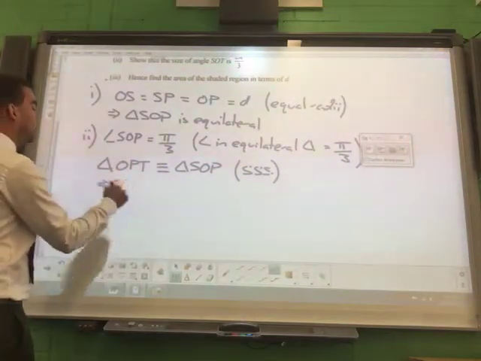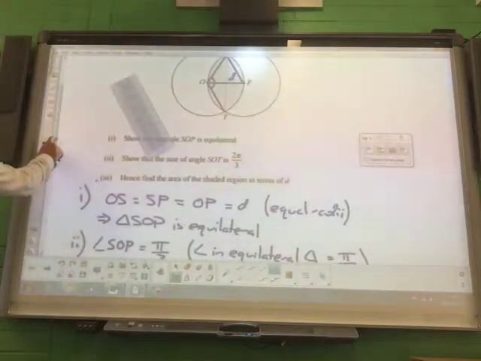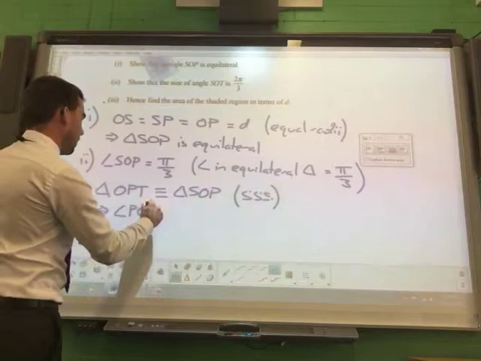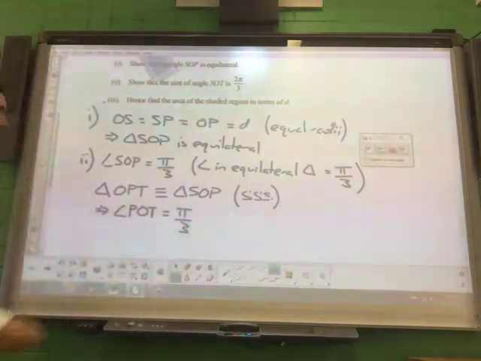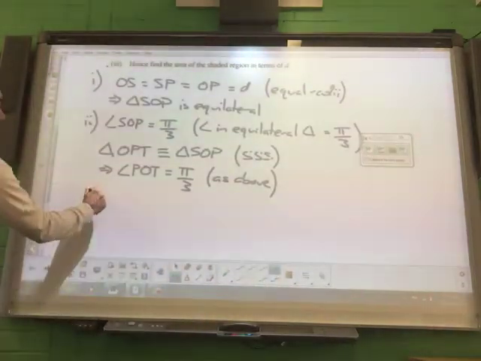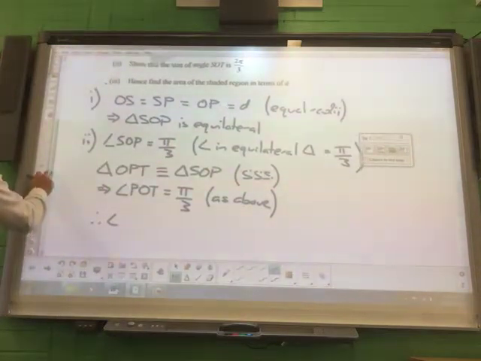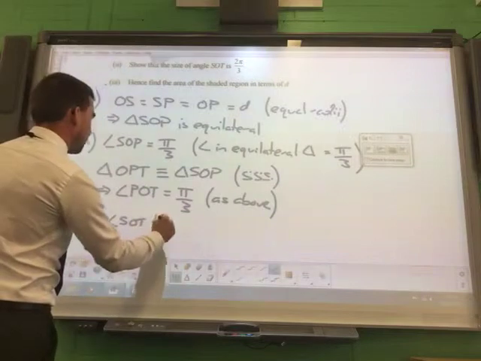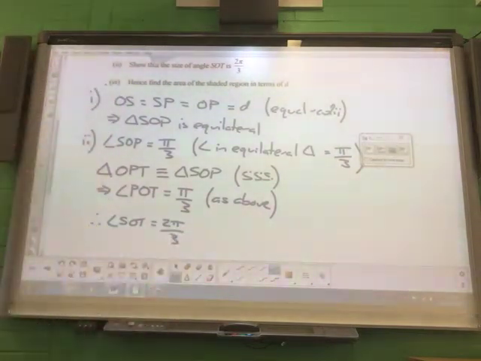That implies the angle POT is pi on 3 as above. So therefore, angle SOT is 2 lots of pi on 3. Hence, keywords. You need to look at these keywords. Hence means you are given just about all the information you need.